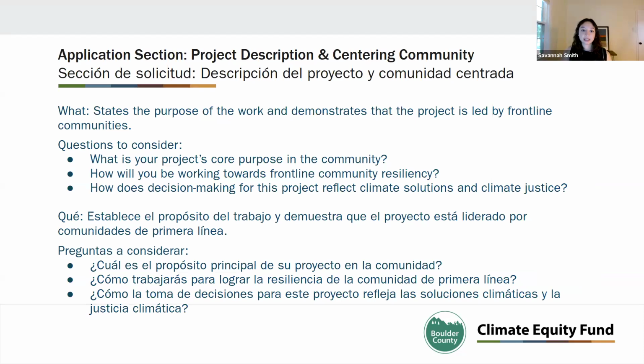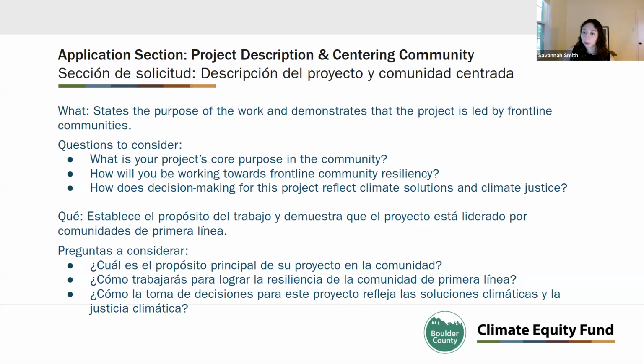Going into our next section, we have project description and centering community. This section provides the heart of the proposal. It should clearly communicate the purpose of the work and demonstrate that the project is led by and centers frontline communities. Evaluators will be looking for whether the work is rooted in climate equity and reflects a grounded understanding of the community it serves. So when writing to this question, you can consider a couple of things.